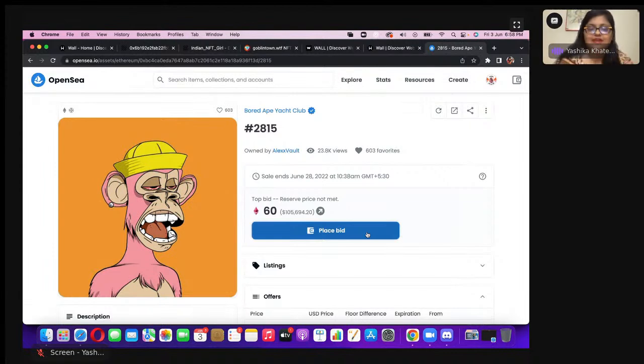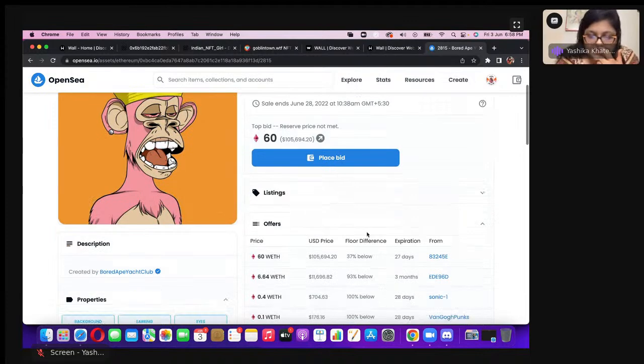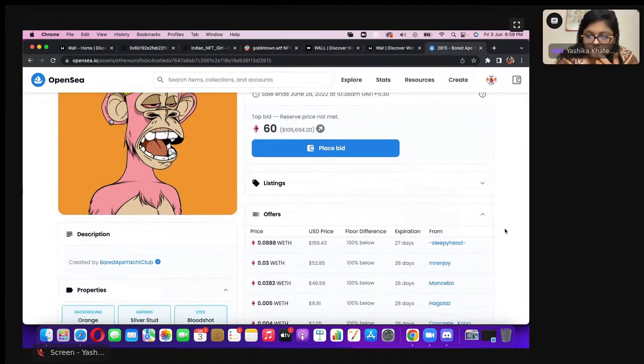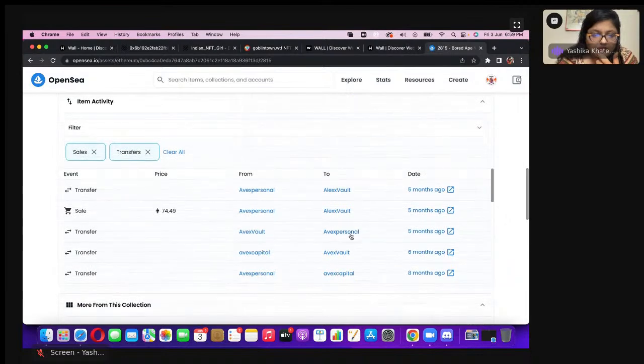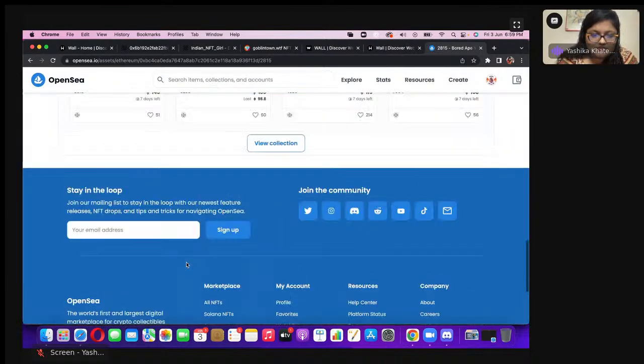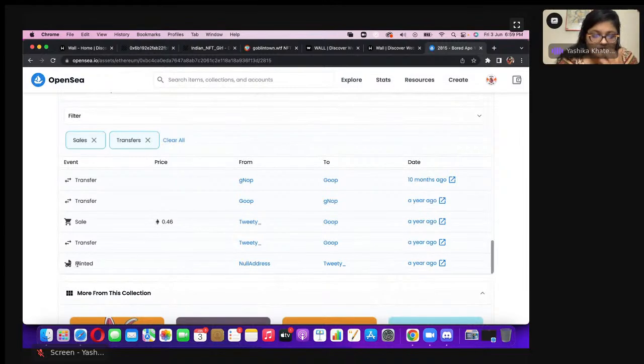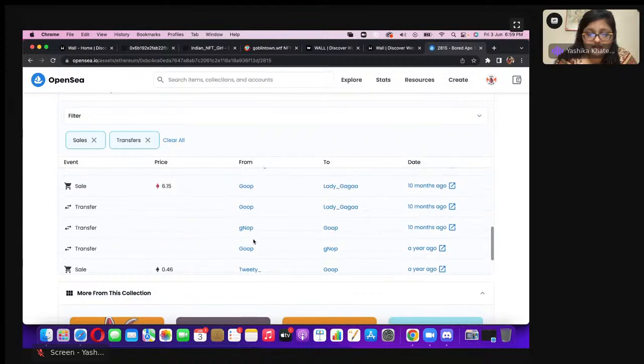Say for example, if I feel that this NFT's last price was, you can check here, you can come down and you can see all the transfers that have happened related to this NFT. So this NFT was minted about a year ago, and from the contract it came to someone called Tweety. That person Tweety actually sold it for 0.46 ether. Wow, imagine the fate of Tweety right now, how that person would be feeling that he sold this NFT for 0.46 ether. And from Tweety it went to Goop.